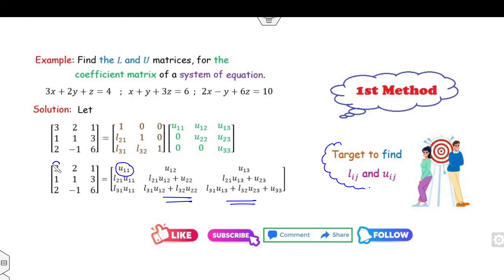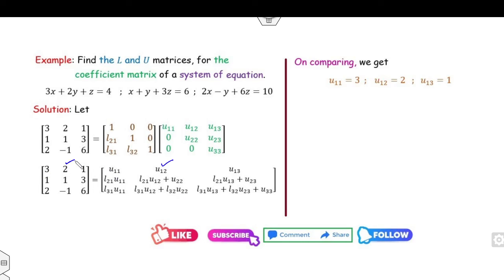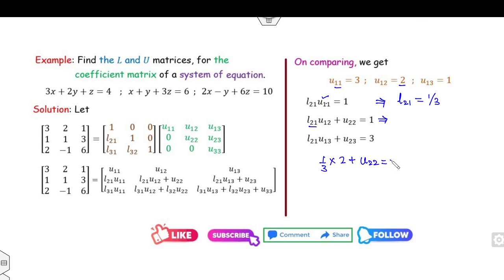Clearly, U11 is 3, U12 is 2, U13 is 1. Again, compare the second row elements. What is my second row? L21 U11 is equal to 1. L21 U12 plus U22 is equal to again 1. And similarly for the third element. So can you find these values? U11 is 3, so can you find the value of L21? It is 1 over 3. I substitute L21 as 1 over 3, U12 is 2, and U22 is equal to 1 minus 2 over 3. So again, it is 1 over 3.